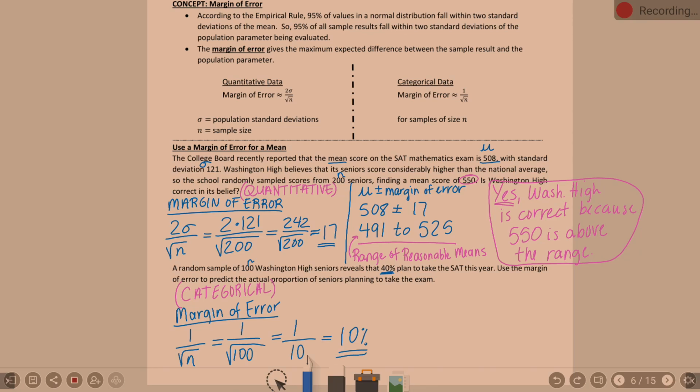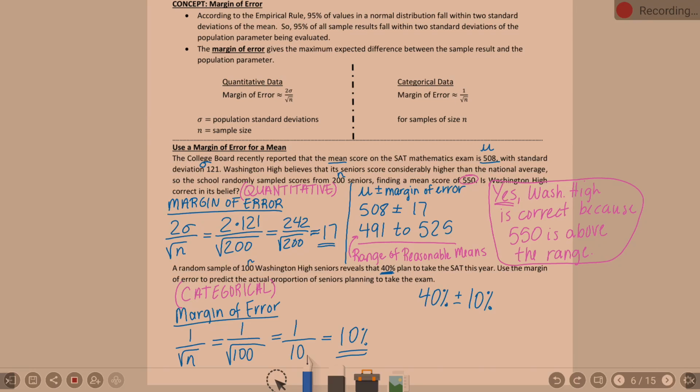Now, the question is, use the margin of error to predict the actual proportion of seniors planning to take the exam. They sampled and said 40% claim. What's the margin of error going to say then? What's going to be that range? We're going to have to look at that middle 40% and then plus or minus that margin of error of 10%. So that margin of error of 10% is 10% below and 10% above. That's margin of error every time, below and above.